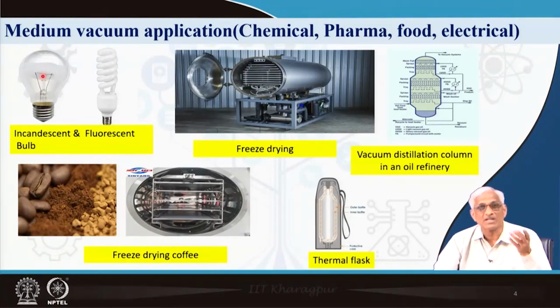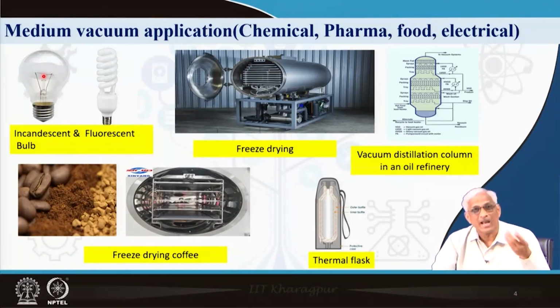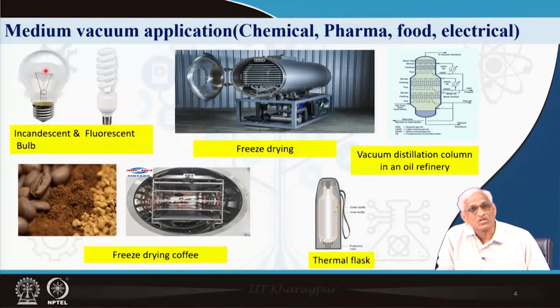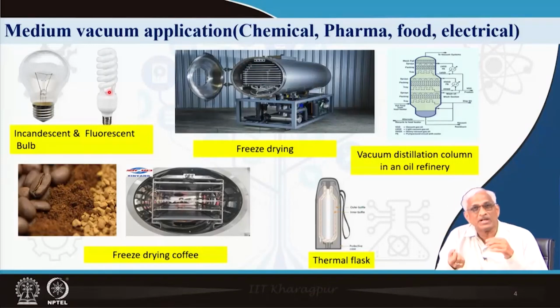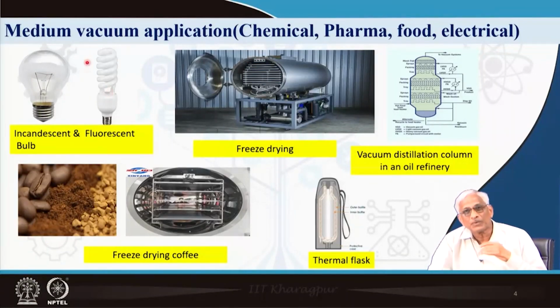So, to avoid oxidation, to increase the temperature so that you get lighting effects out of heating, and to reduce the heat transfer due to convection, people use vacuum in incandescent bulbs as well as fluorescent bulbs. You evacuate and then fill it with some gases, gas filled tubes and all. We will discuss it separately when we deal with electrical applications.